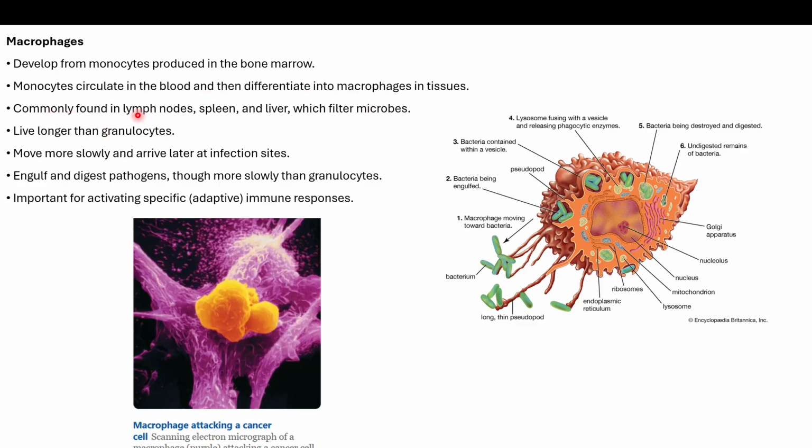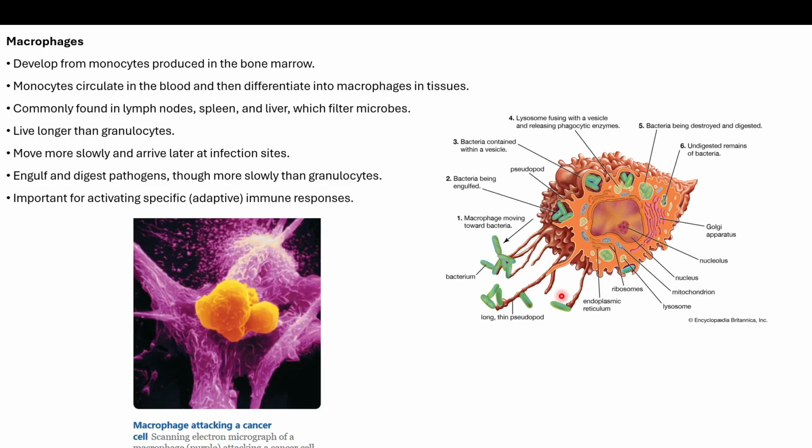And macrophages are commonly found in lymph nodes, spleen, and liver, which filter microbes. Macrophages have a longer shelf life than granulocytes. Macrophages can move more slowly and arrive later at the site of infection. Macrophages also engulf and digest pathogens, although it is comparatively slower than how granulocytes phagocytose. And macrophages are important for activating specific adaptive immune responses.